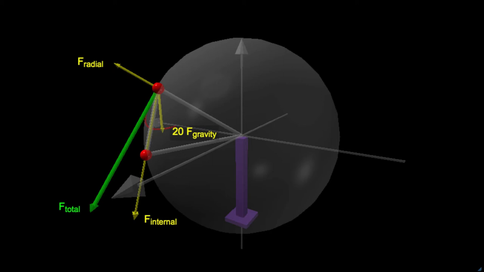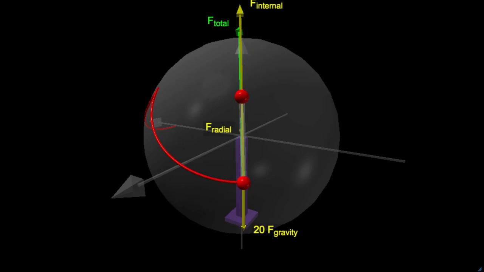The reason that the radial force is outward is that it must compensate for the large internal force as well as the small gravitational force, which are both trying to pull the mass inward into the interior of the sphere. Now let's evolve forward in time until the mass reaches its minimum height.